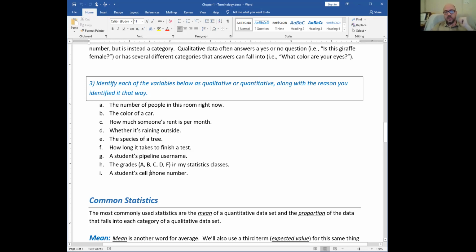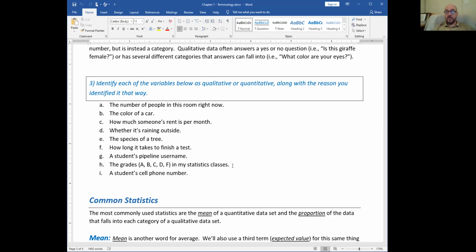All right, the last 3 are the more interesting ones. A student's pipeline username, that one's pretty clearly a label. You could make an argument that the computer stores it as a number, but I think it's fairly clear that this is a label. That's qualitative. The most interesting one is H, the grades in my statistics classes. So A, B, C, D, F. Those letters are labels for numbers, right? 85% would be a B.